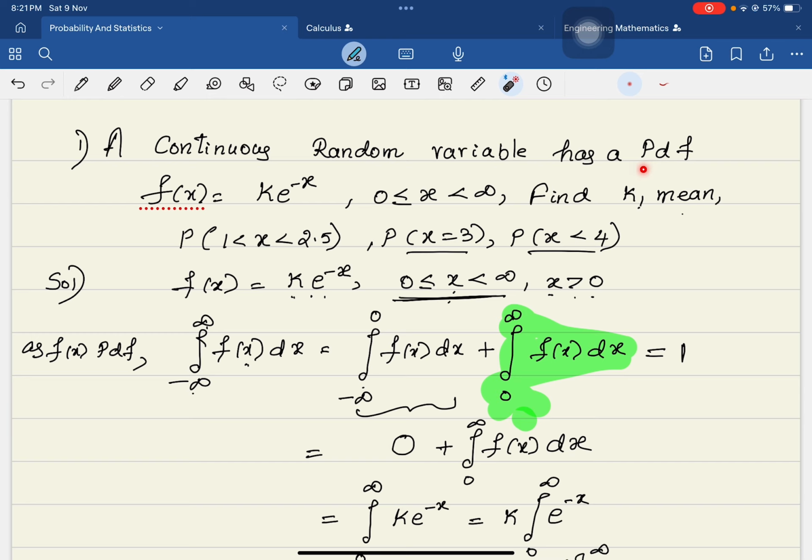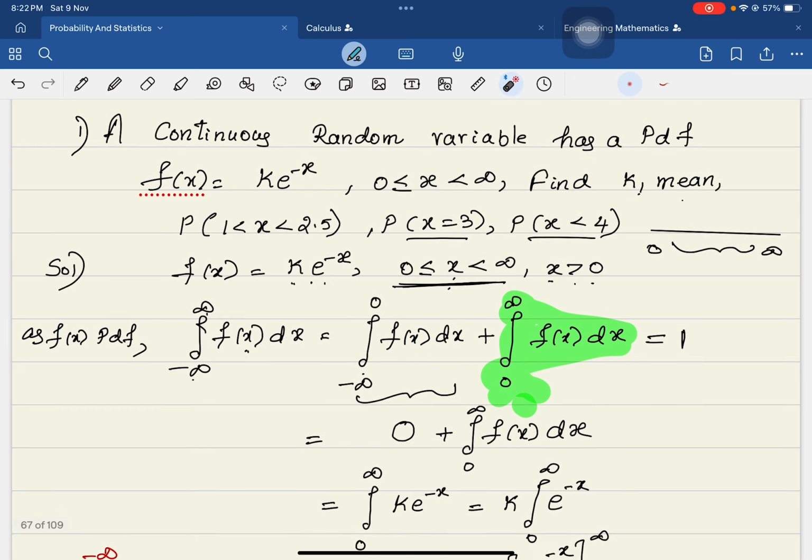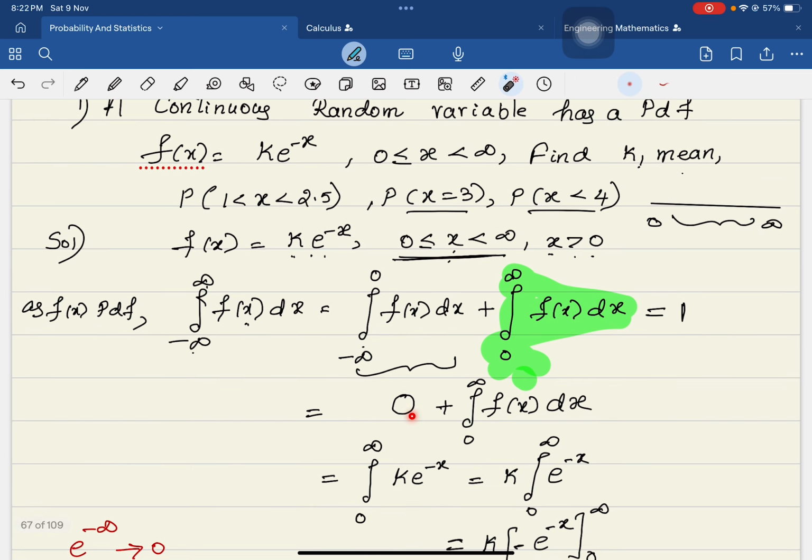Since it is given that it is a probability density function, the whole integral from minus infinity to infinity of f of x dx must be equal to 1. This we have learnt already. But is the function defined from minus infinity to infinity? No, it is defined only from 0 to infinity. So the integral also we have to take from 0 to infinity, because from minus infinity to 0 it is 0, and that value should be equal to 1.